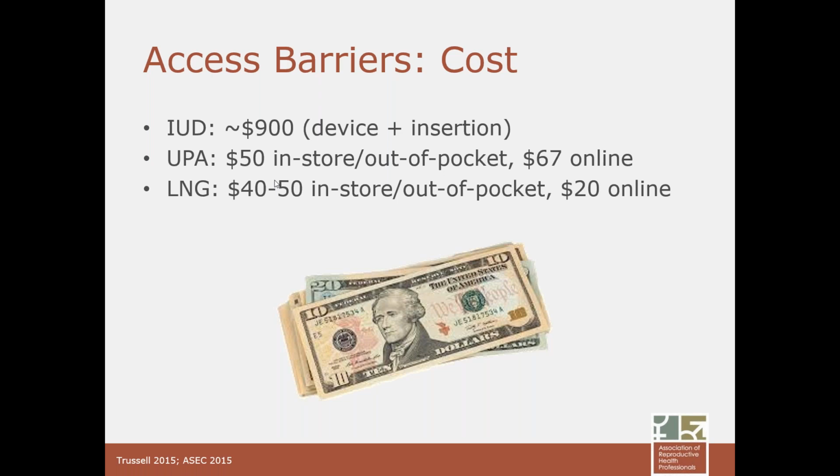The levonorgestrel EC is a little cheaper, $40 to $50. They can get it online for $20, but that's without expedited shipping. So that's not a good option for women who need it right away, but maybe if they want to have it in their nightstand table. Next slide.